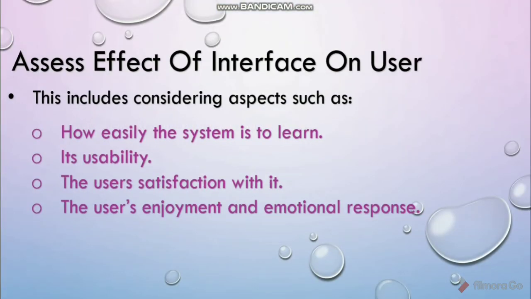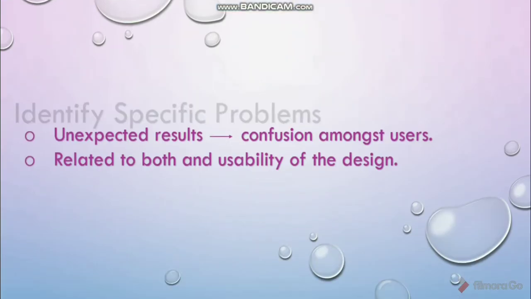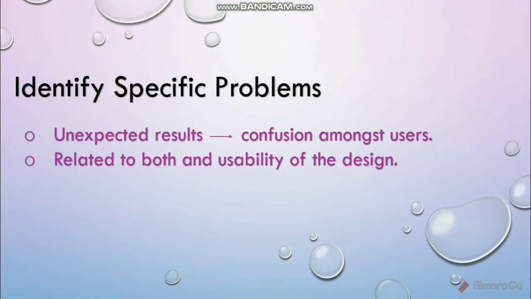Assess effect of interface on user. This includes considering aspects such as how easy the system is to learn, its usability, the user's satisfaction with it, the user's enjoyment and emotional response. Identify specific problems: unexpected results, confusion among users related to both functionality and usability of the design.